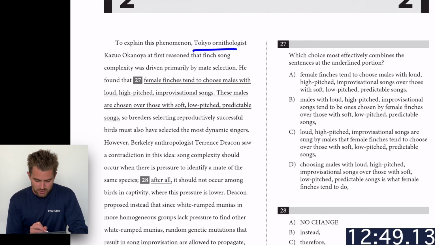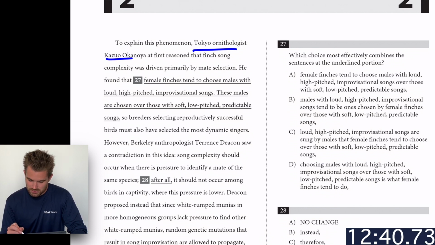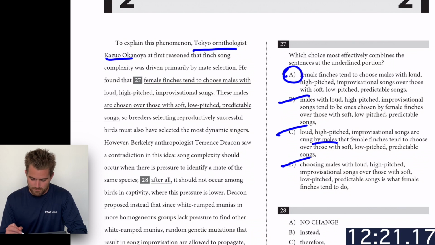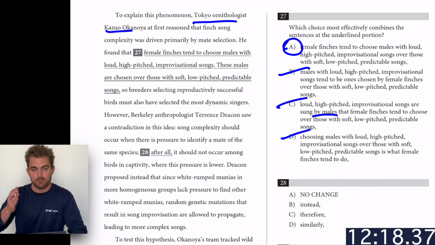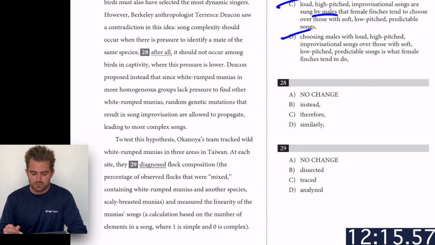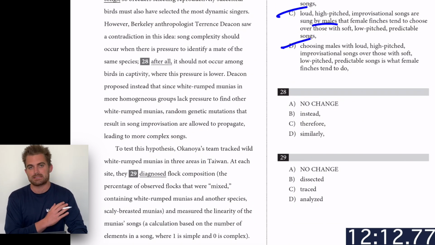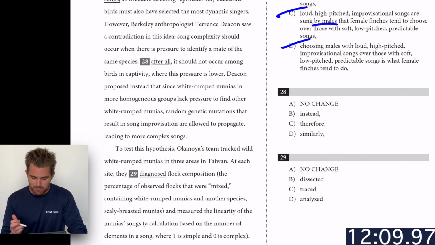To explain this phenomenon, a Tokyo ornithologist studied the finch, focusing primarily on mate selection. He found that female finches tend to choose males with loud, high-pitched songs over those with soft ones. Loud? No. Female finches, males with loud songs are chosen. That's passive voice. By males? No. "By," right? That's passive voice. Choosing males with, no. It's got to be A. We want the modifier: he found that female finches tend to choose, right? That's the subject. The subject has to be acted on by the verb. That's something we all learned in 3rd or 4th grade. We just don't remember it because it was so long ago.